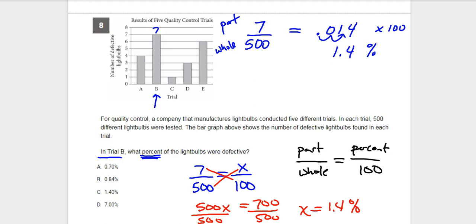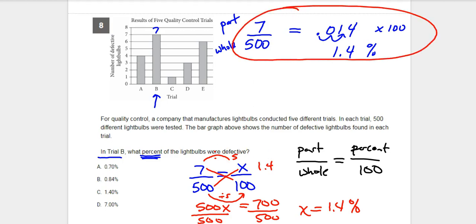Some people also might do the proportion differently and see that, oh, to go from 500 to 100, I divide by 5. So you could also divide the 7 by 5 and get 1.4 that way. There's lots of ways to do it, but the absolute fastest way is what we had up here at the top.